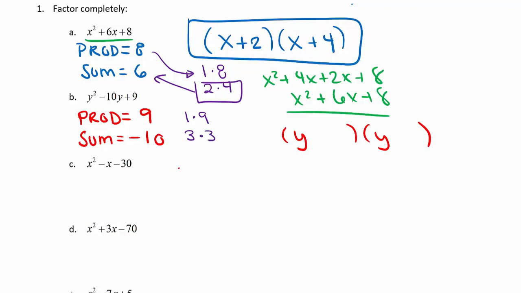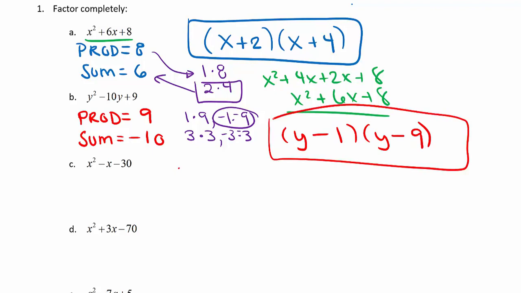Now actually there's more possibilities than this. If we think about negatives, it could actually be a negative 1 and a negative 9, or a negative 3 and a negative 3. If both numbers are negative, you also get a positive product. So which one of these adds up to negative 10? Well, negative 1 and negative 9 do. So my factors would be y minus 1 and y minus 9.